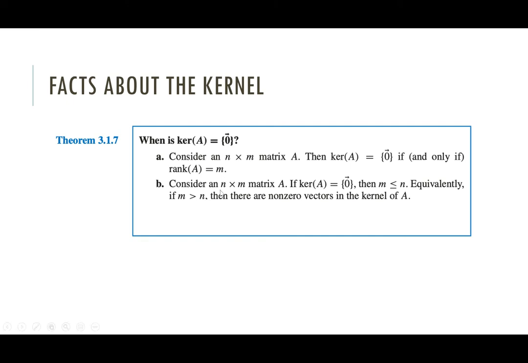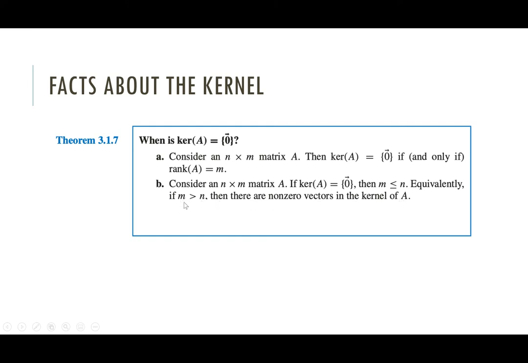So if you have an n by m matrix and the kernel is 0, then your book says the number of columns has to be less than or equal to the number of rows. And then they say equivalently, if the number of columns is bigger than the number of rows, then there are non-zero vectors in the kernel.